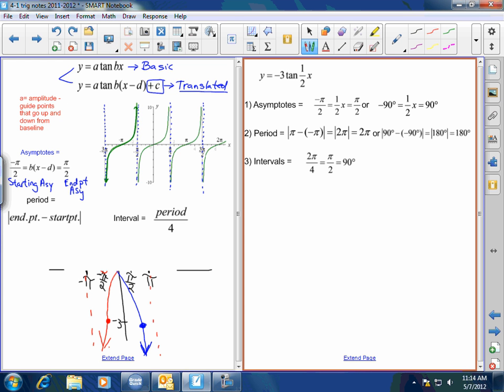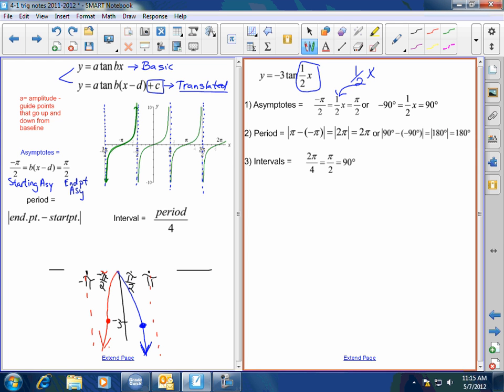My asymptote, if you remember, it's b times x minus d equals pi over 2 or negative pi over 2. Now, in this particular case, I don't have a minus d, do I? This is just 1/2 of x. My minus d is 0, correct? So we don't have to worry about that. So that's why I just put here the 1/2 x equals negative pi over 2 or pi over 2.